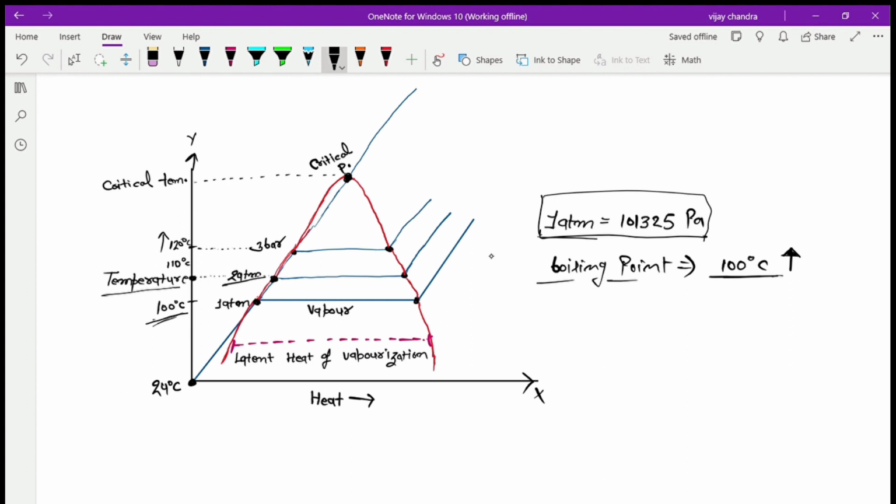So at 110 degrees centigrade and 2 atm pressure, water is converting into the vapor form. Now we again increase the pressure of this water to 3 bar. Due to the pressure rising to 3 bar, the water is not converting into the vapor phase at 100 degrees centigrade. We have to raise the temperature also, so we raise it to 120 degrees centigrade, and now it converts into the vapor form.